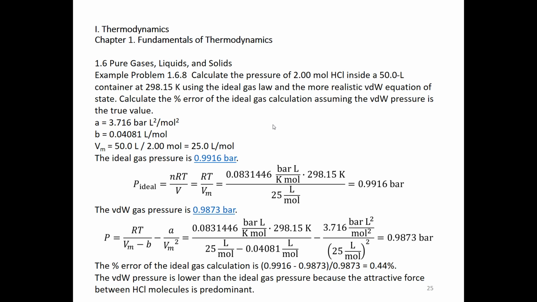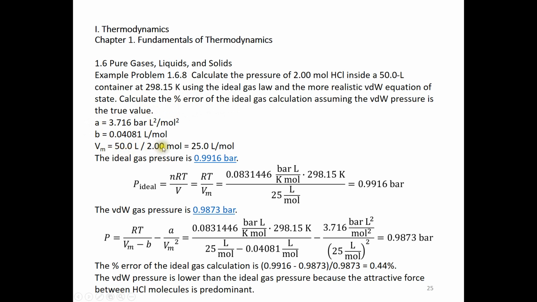Now another numerical example, problem 1.6.8. This time we'll look at HCl. We put 2 moles of HCl in a 50-liter container at room temperature. And now we're going to use the ideal gas law, PV equals nRT, and the more realistic van der Waals equation to calculate the pressure. We have the parameters A and B for HCl. You can get those values from the appendices, chapter 00, table of content and appendices.